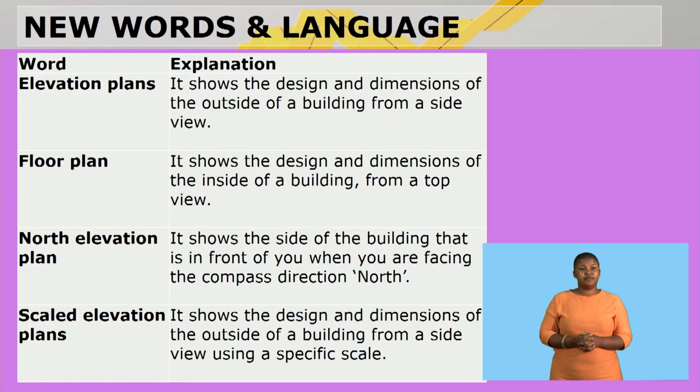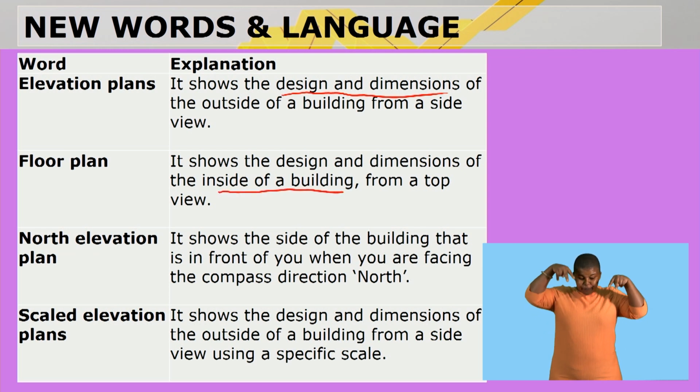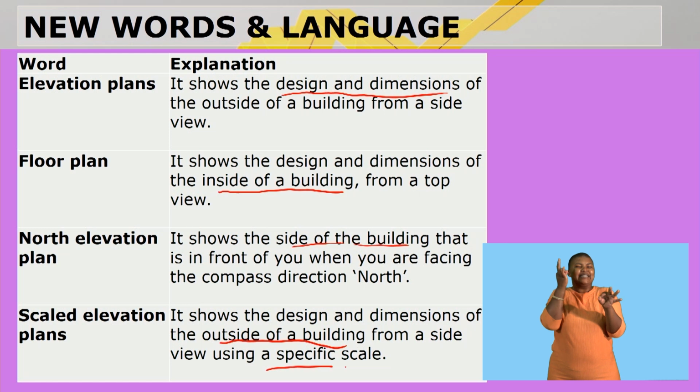Now, let's look at the new words. The first one, elevation plan. It shows the design and dimensions of the outside of a building from a side view. A floor plan, it shows the design and the dimensions of the inside of a building from the top view, bird's eye view. North elevation plan, it shows the side of the building that is in front of you when you are facing the compass direction north. And then scaled elevation, it shows you the design and the dimensions of the outside of the building from a side view using a specific scale.